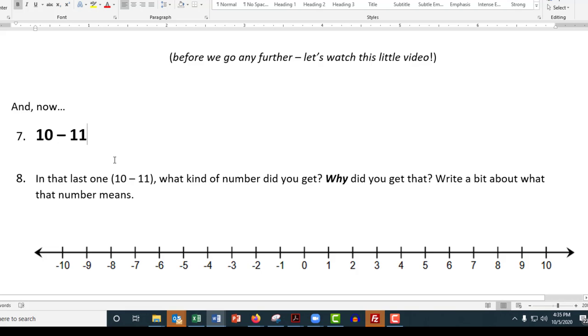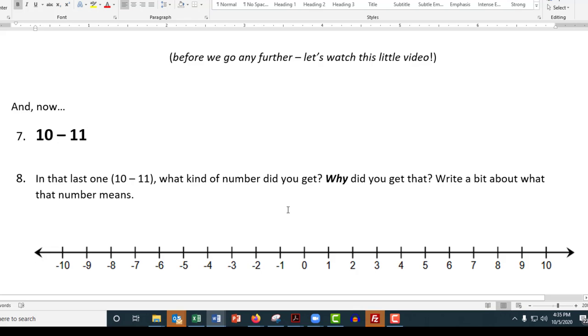So just forget the context for a second and focus only on the math. 10 minus 11 means you start at 10 and go down 11. 1, 2, 3, 4, 5, 6, 7, 8, 9, 10, 11. And you're down at negative 1. So what kind of number did you get? You got a negative number.